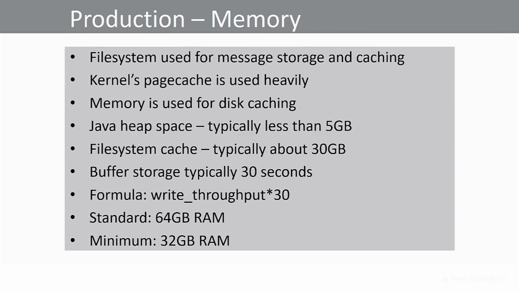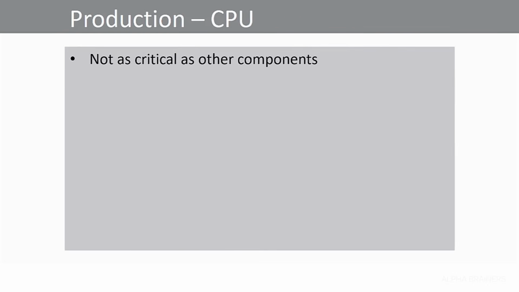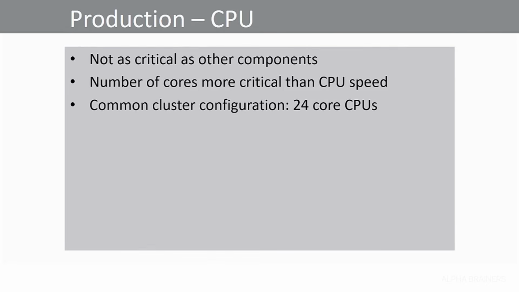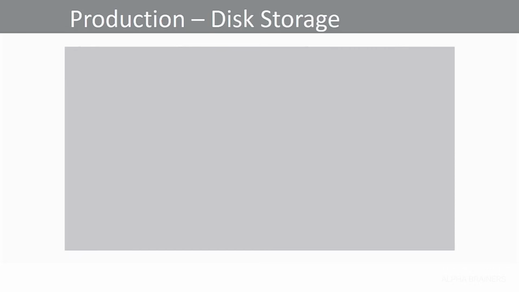As far as CPU is concerned, this is actually not nearly as critical as memory or hard drive considerations, but it's more important that you actually focus on the number of CPU cores than CPU speed. A typical common cluster configuration is about 24 CPUs.